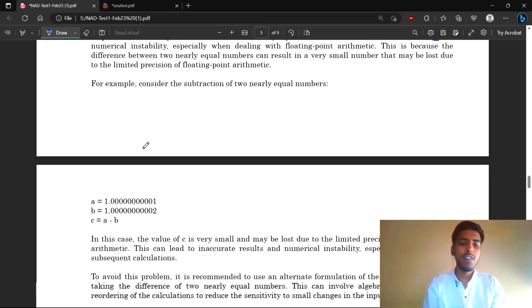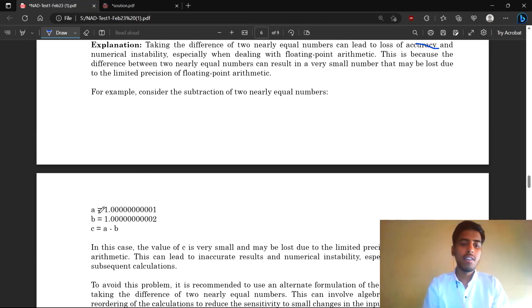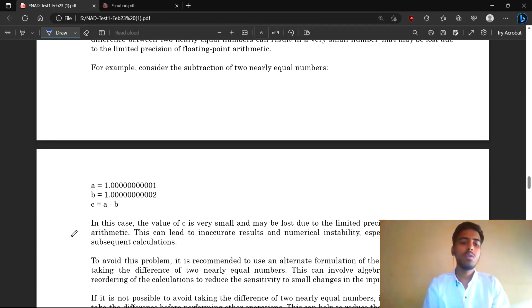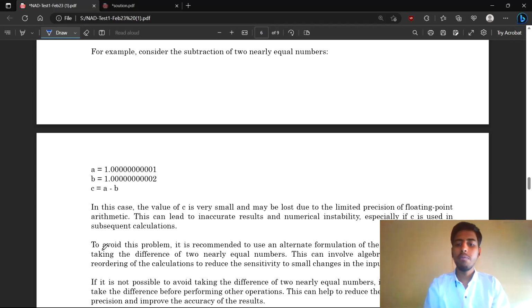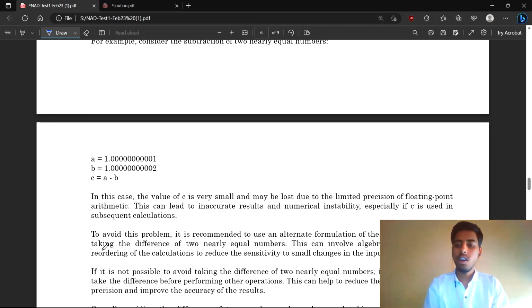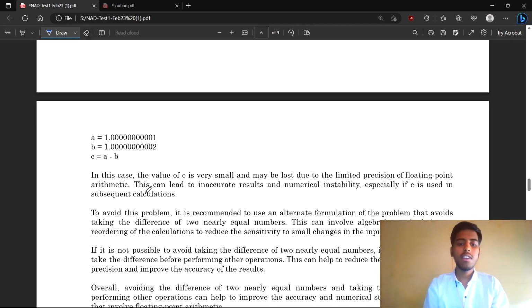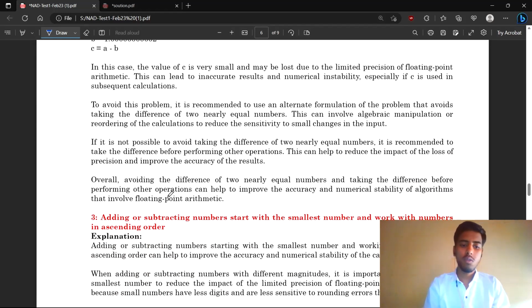Here is the justification. I will take an example. a is equal to 1.0000...1 and b is equal to 1.0000...2, and we store the subtraction of a minus b in variable c. In this case, the value of c is very small and may be lost due to the limited precision of floating point arithmetic. This can lead to inaccurate results and numerical instability, especially if c is used in subsequent calculations. So overall it is true.